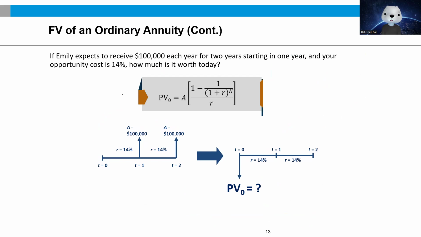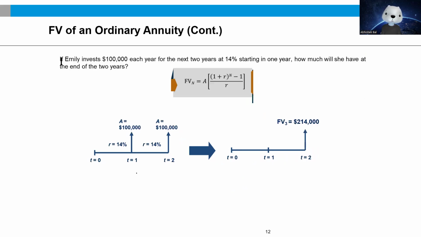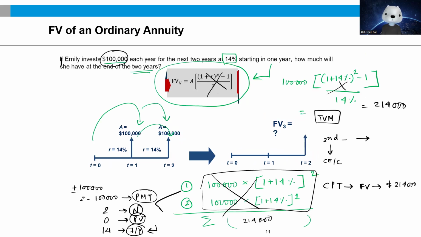Let's just reverse the problem. It says that Emily expects to receive 100,000 each year for 2 years, starting in 1 year. And your opportunity cost is 14%. How much is it worth today? The outflow earlier was a cash outflow as far as Emily was concerned, because she was paying in 100,000 each year at the end of the year for 2 years.